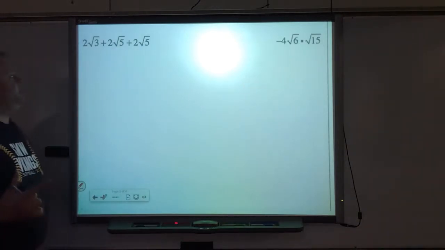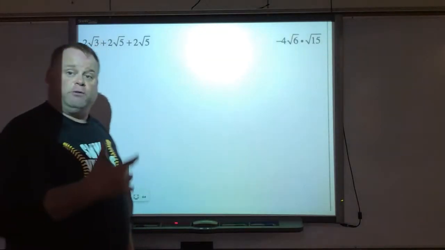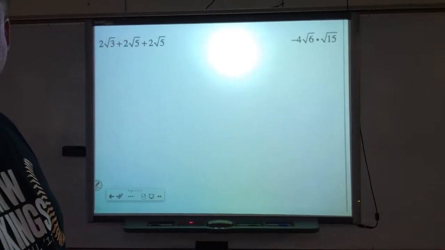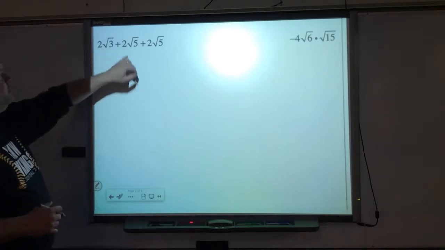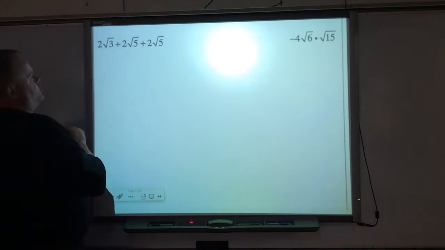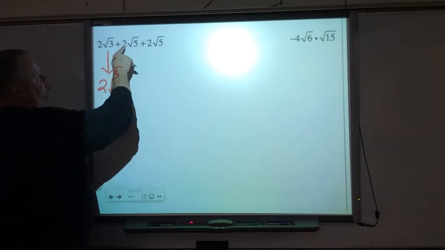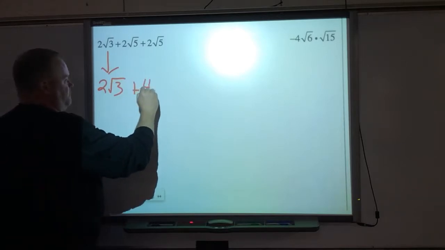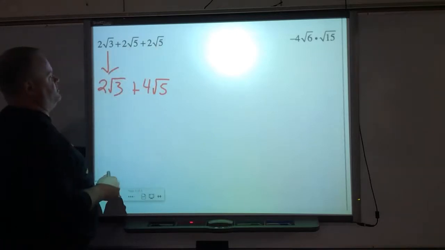2 square root of 3 plus 2 square root of 5 plus 2 square root of 5. That's what I have there. I'm going to turn this so you can see me just a little bit better. Okay, that might be a better angle. So 2 square root of 3 plus 2 square root of 5 plus 2 square root of 5. I only have 1 square root of 3, so I'm just going to bring it down. And I've got 2 square root of 5 plus 2 square root of 5. Really, that becomes 4 square root of 5. I'm adding the 2 coefficients since my radicals are the same.